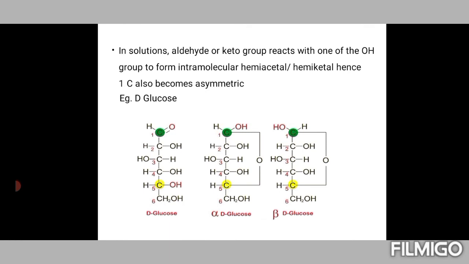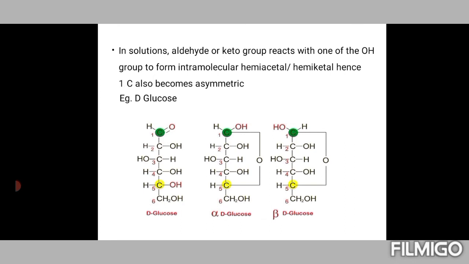Now, glucose can form an intramolecular cyclic hemiacetal. A hemiacetal is a carbon connected to two oxygen atoms, where one oxygen is an alcohol, as you can see here, and the other is an ether, like here, OR. And the cyclical form may be alpha D glucose or beta D glucose. So this is alpha D glucose because OH is on the right side, and this is beta D glucose because the OH is on the left side.